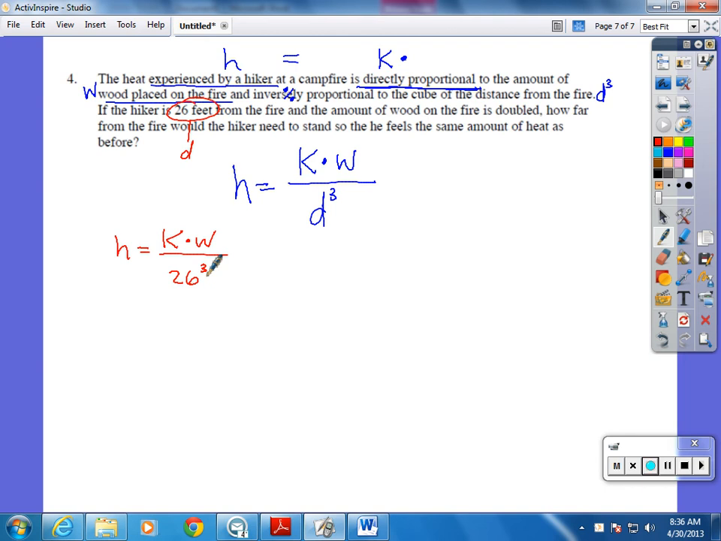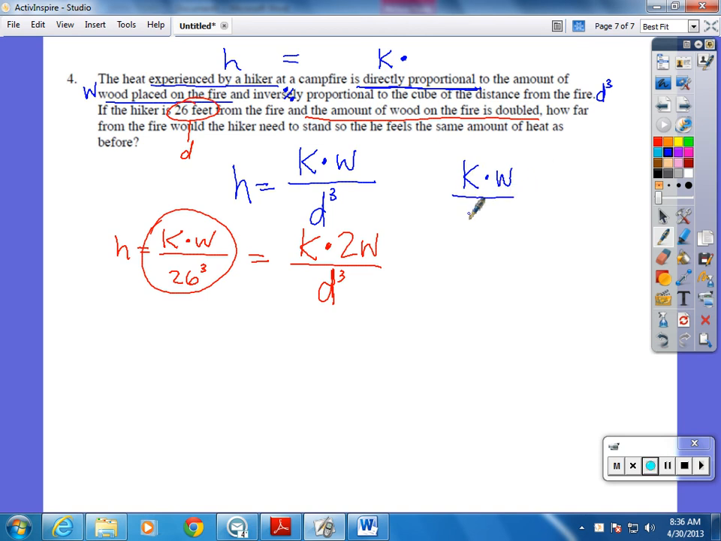And then the other situation they're telling me is that if the amount of wood on the fire is doubled, how far will the hiker need to stand to feel the same amount of heat as this? Okay, so that means this needs to be equal to K times 2W, wood doubled, and that's going to be divided by D cubed. So we're trying to figure out what this D value here is. Okay, it actually is a little easier than what it looks. Because we have a K and a W on both sides, they're going to end up canceling each other out.